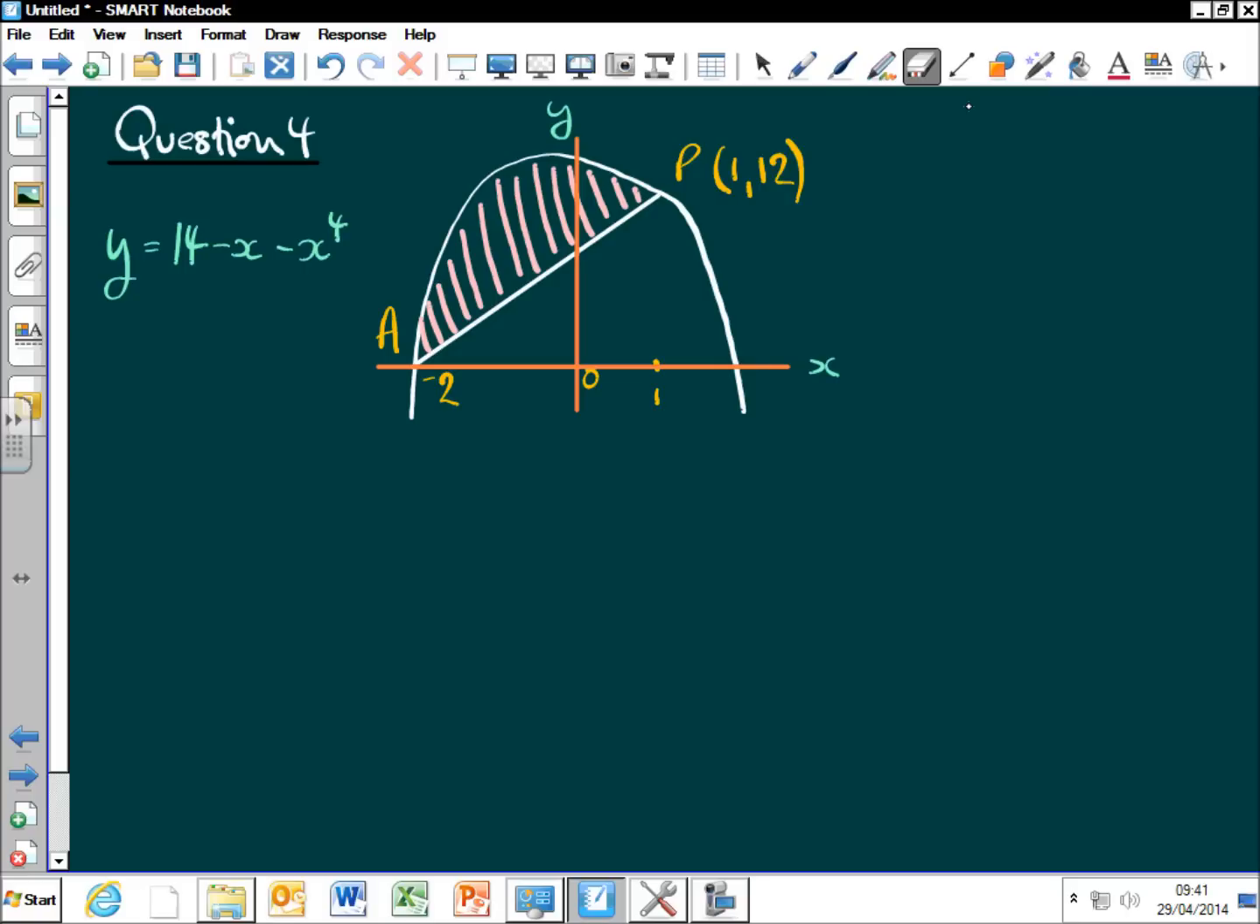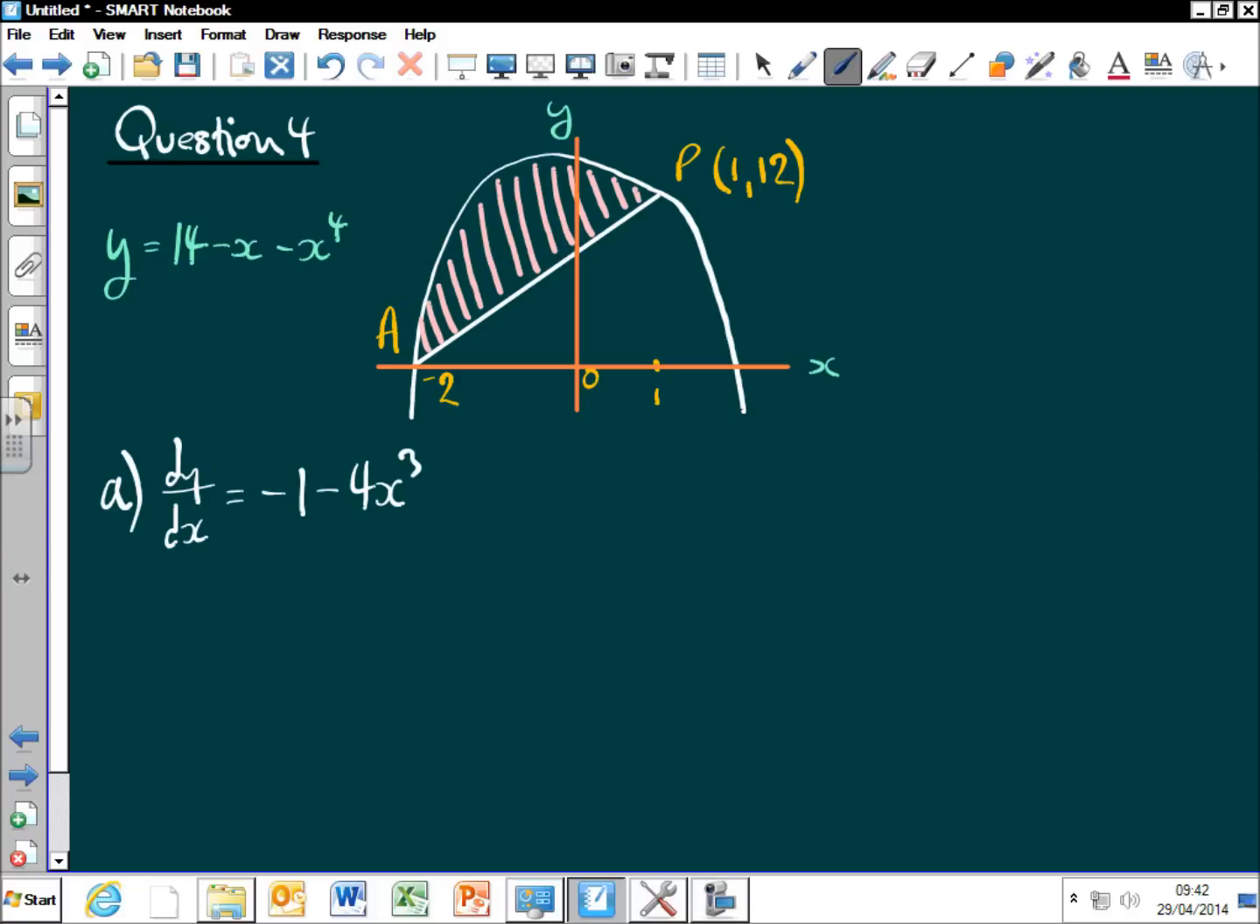The first question is asking us to find the gradient of the curve at point P. So to find the gradient, we just differentiate y here. So 14 is going to go, I should get -1 minus 4x cubed.